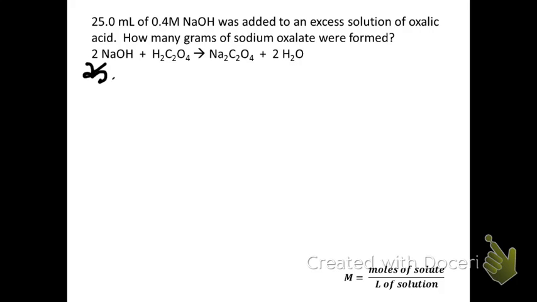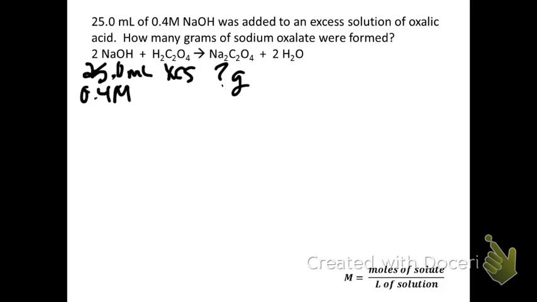25.0 milliliters of NaOH, 0.4 capital M, which means molarity, was added to an excess solution of oxalic acid. Now I write excess as XCS. That basically tells me this is the excess reactant. The sodium hydroxide is the limiting reactant, so I don't have to do 2 grids. But I do need to figure out how many grams of sodium oxalate were formed.